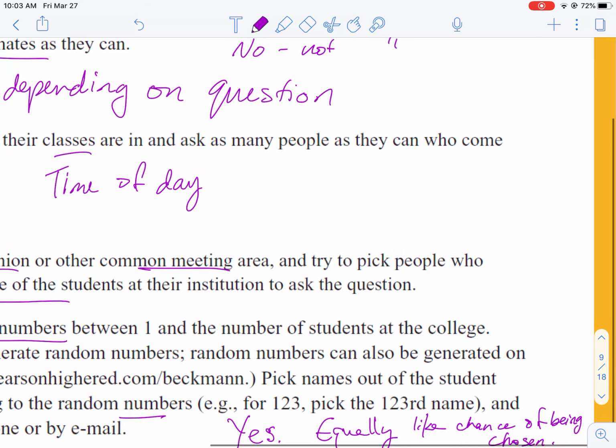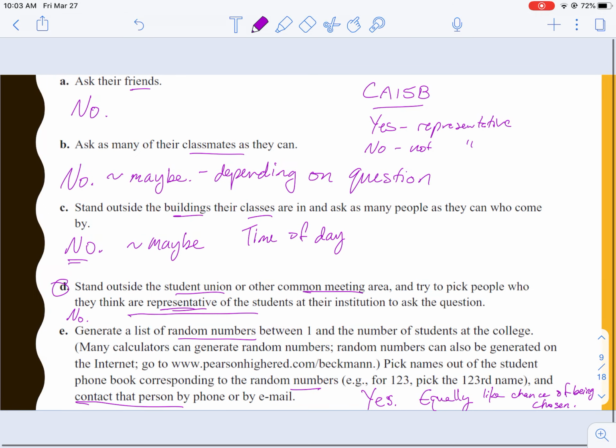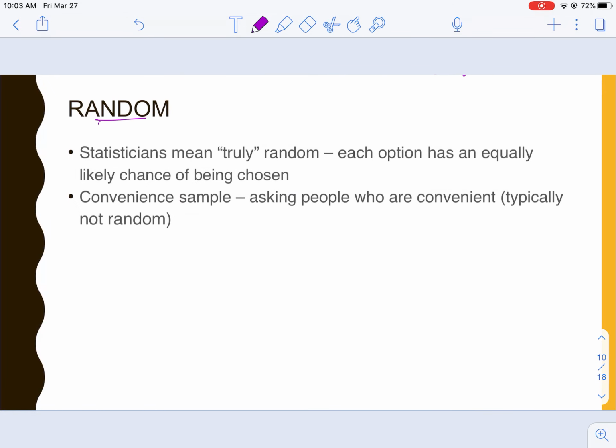And that's a key idea. If we have a truly random sample where everyone has an equally likely chance of being chosen, you are going to tend to be more representative.